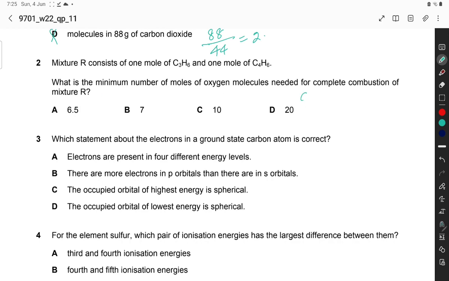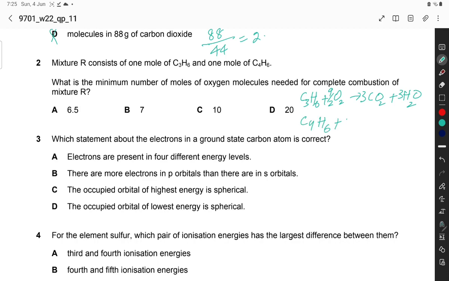C3H6 plus oxygen to form carbon dioxide and water. So balance this reaction: 3 carbon over here, 3 to the 6, and 3, 9. So 9 divided by 2.